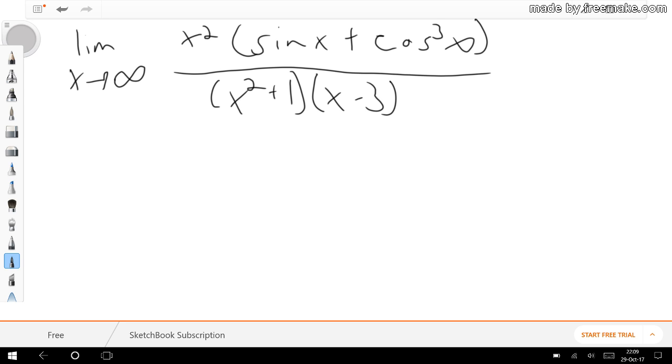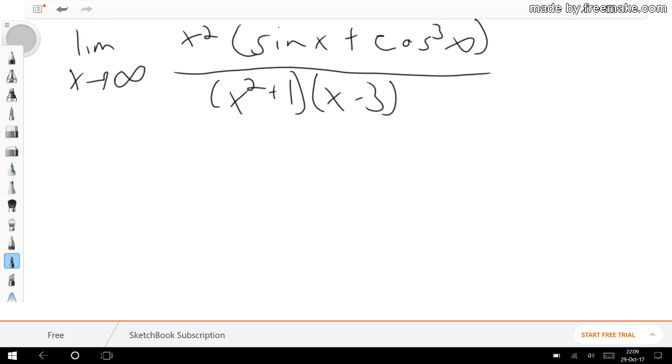All right, so this is our crazy function. The limit as x approaches infinity of x squared times sine of x plus cosine cubed x, all over the quantity x squared plus 1 times the quantity x minus 3. Yeah, you can see that I can't even talk to figure it out.